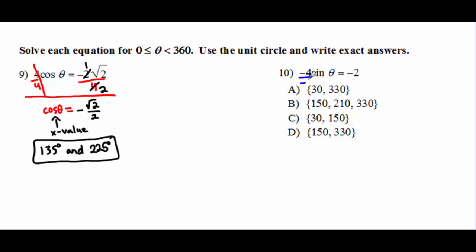On 10, I'm just going to divide by -4, so I get sine theta equals 1/2. So sine is my y value on the unit circle. And so if my y value is supposed to be 1/2, that happens in two places. It happens at 30, and it also happens at 150. So my answer would be C.